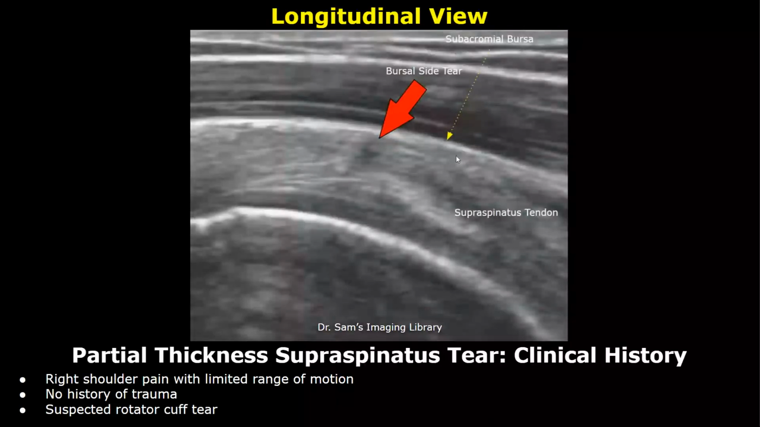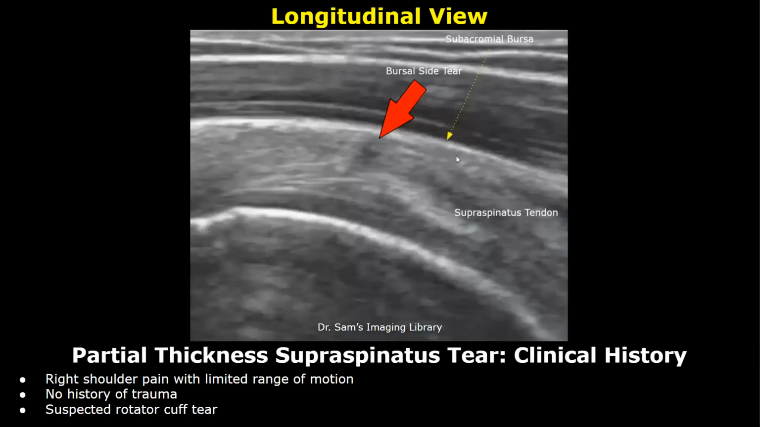Now we have a case of a partial thickness supraspinatus tear. The clinical history can be same for many shoulder pathologies.